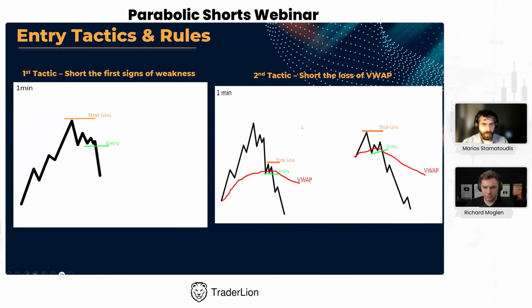Now, on the second tactic, either the day starts, the stock consolidates around VWAP, and then it loses VWAP, so you can have your entry here and stop at the high of the day. Or if it has already moved up, this is the first sign of weakness, so essentially this entry here is the first tactic, and then you can have the loss of VWAP. So you can enter here with a stop above the structure that it breaks.